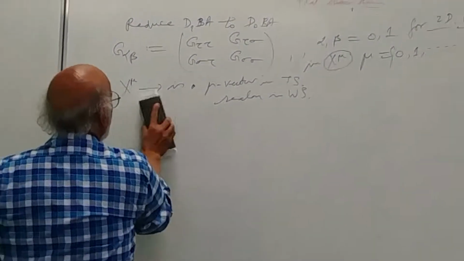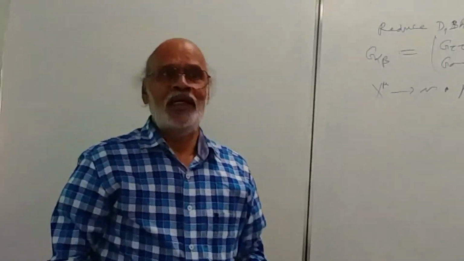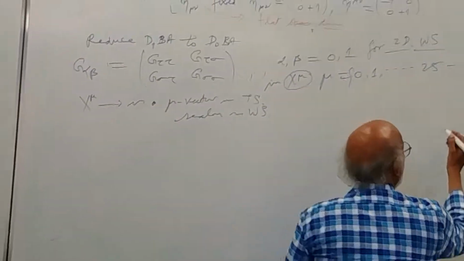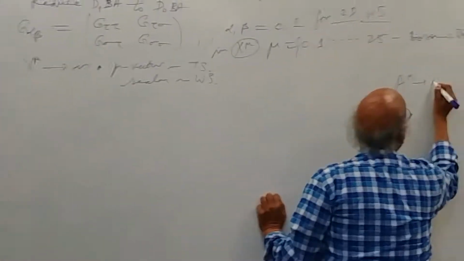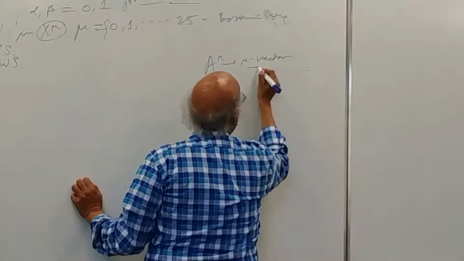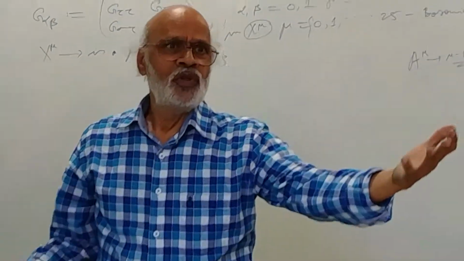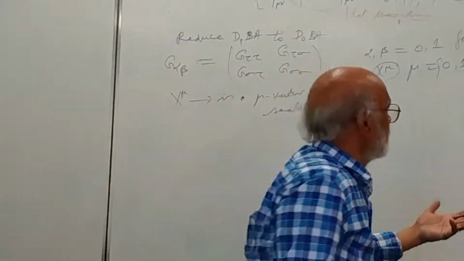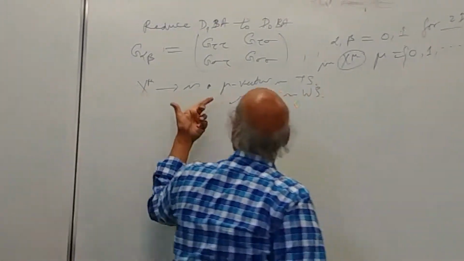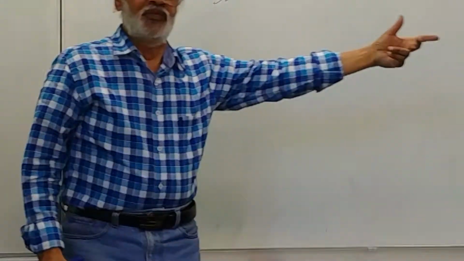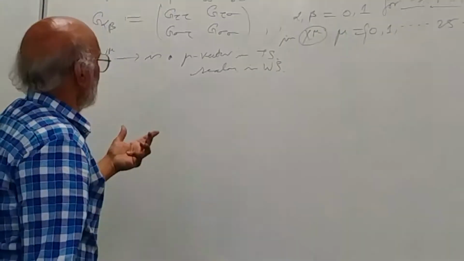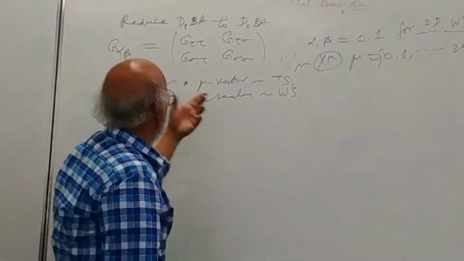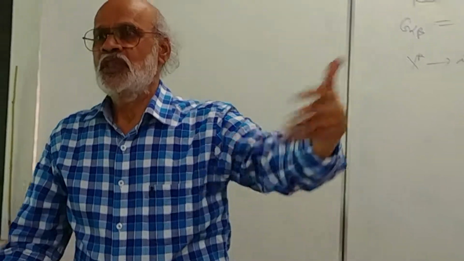So x mu is a mu vector, just like your A mu, the electromagnetic field vector. This is a mu vector, right? When we introduce the concept of 4 vectors, this mu is a 4 vector. Similarly, here mu is a mu vector, but in the target space, and this would be a scalar in the world sheet. There is no index alpha beta here, which spans my world sheet space.